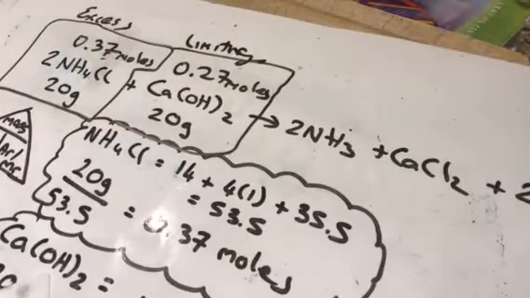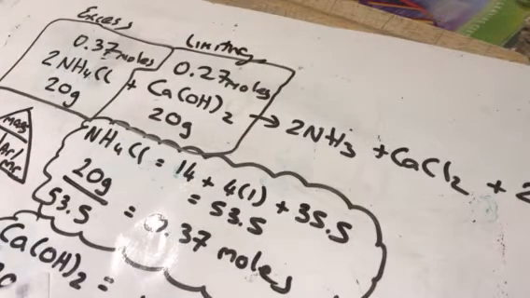Okay, that's the thing that's going to determine how much product we make. The thing that you have the least amount of is what will determine how much product you make, because obviously that's the stuff that's going to run out first. Is that okay?